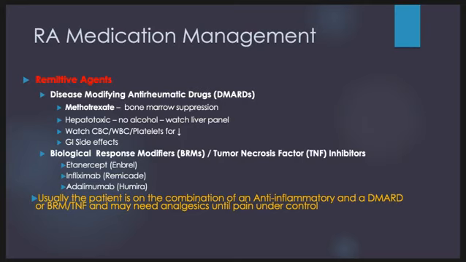Biological response modifiers and tumor necrosis factor inhibitors can also be used to keep individuals in remission. Humira injections are an example of them. Usually patients are on a combination of these medications, such as an NSAID and a DMARD, or an NSAID and a BRM or TNF.